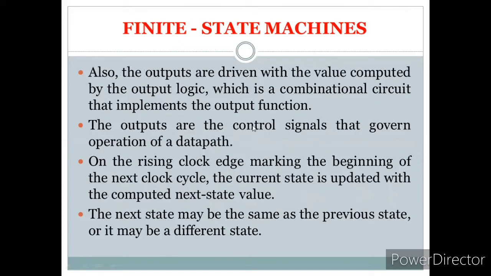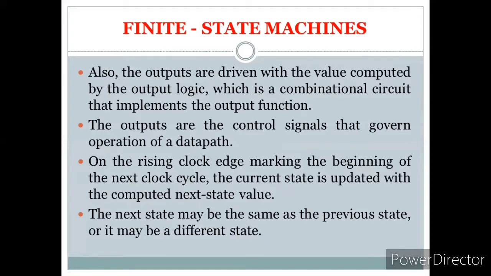The outputs are control signals that govern the operation of the data path, meaning which data path has to be selected so that it gets the proper output after meeting the requirement constraints. What happens and how does it happen?